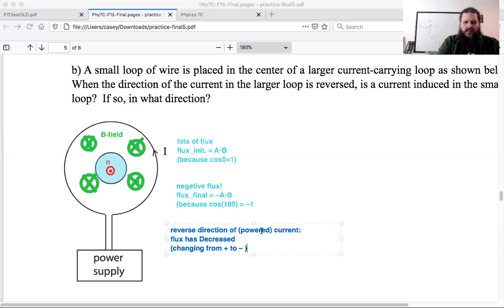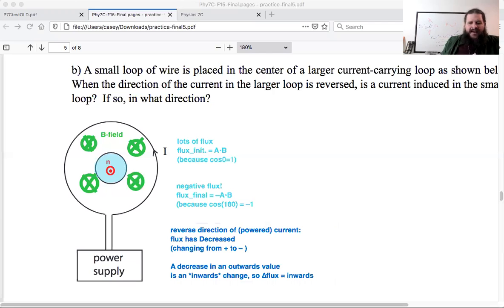Into the page. Right. A decrease in an outwards value is an inwards change. So delta flux is an inwards vector. Yeah, and numerically we would say delta flux is a negative value because formally flux is a scalar, not a vector. So delta flux is a negative value.